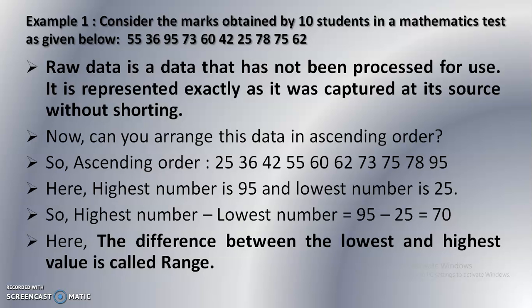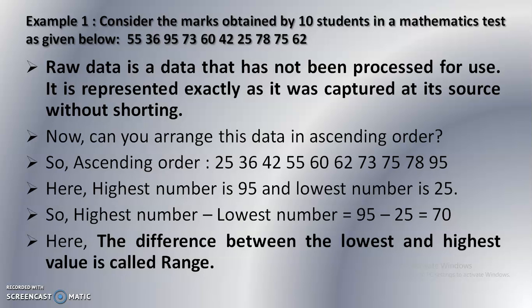Now you know what raw data is. Raw data is data that has not been processed for use, meaning we cannot easily find any number like the minimum value or maximum value. It is represented exactly as it was captured at its source without sorting. It is not sorted, right? Because it is not in any order.